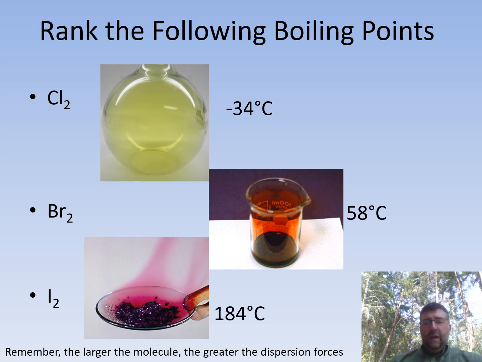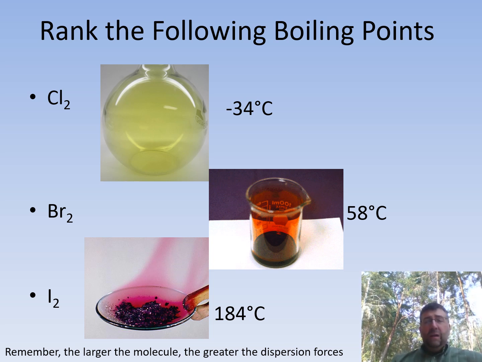And iodine is a solid at room temperature that will sublimate, that will turn into a gas at 184 degrees Celsius. So you'll notice that the pattern here is that all three of these are diatomic. All three of these are in the same family, the halogen family. So what's changing between chlorine and bromine and iodine? What's changing is the atom size. As you go down the periodic table, we're adding a shell and they're getting bigger. And as they get bigger, they have greater dispersion forces, and that's going to result in higher boiling points.